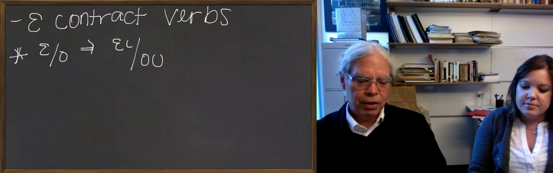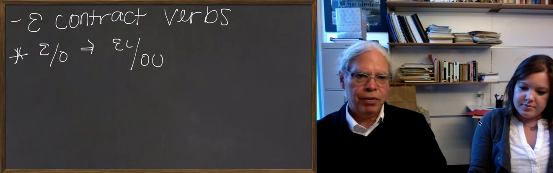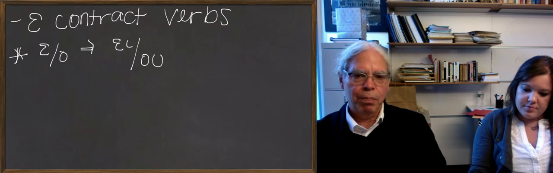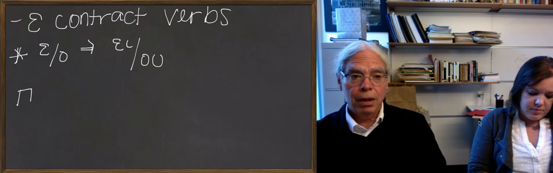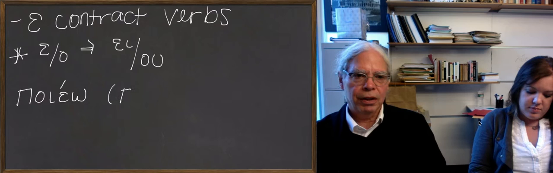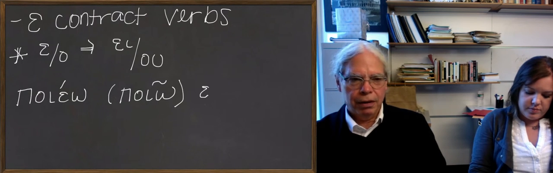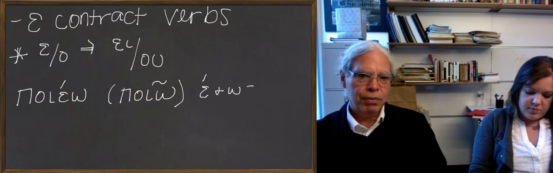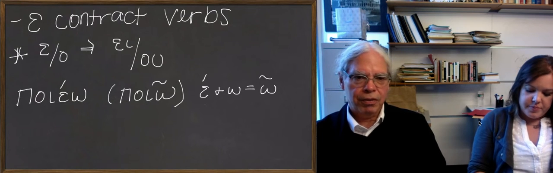They picked one that's an exception. The verb that's their example is the verb poieo, epsilon, omega. Again, that's the uncontracted form of the first person singular of the present active indicative. The actual form that you're going to see is poio, in which the epsilon and the omega contract, and you get your circumflex ending.